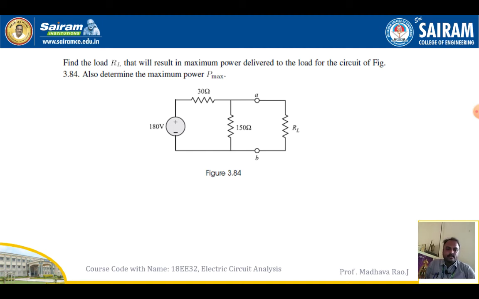After finding the two values, P max we know, right? Vt square by 4 into RL. If you use that formula, you can find out the maximum power. So we will see the solution of this one.